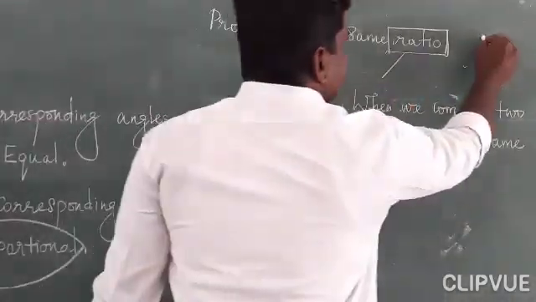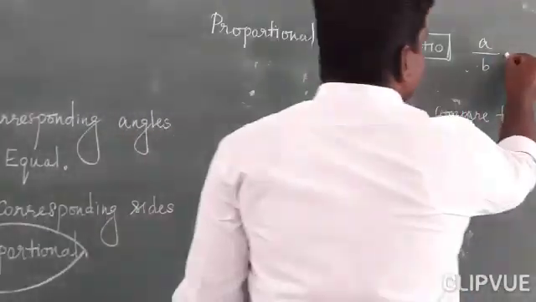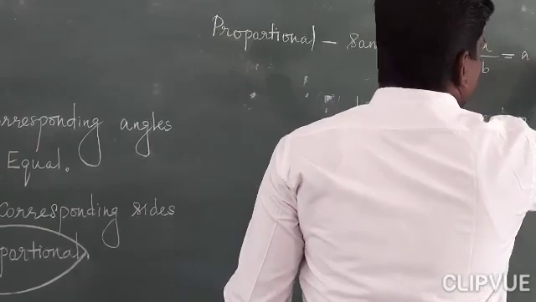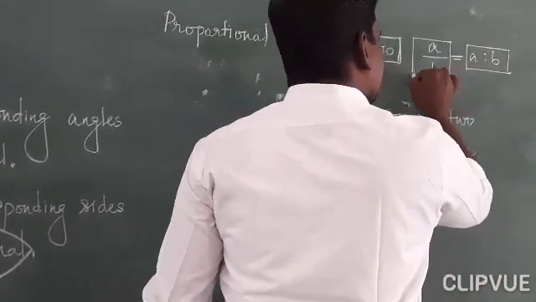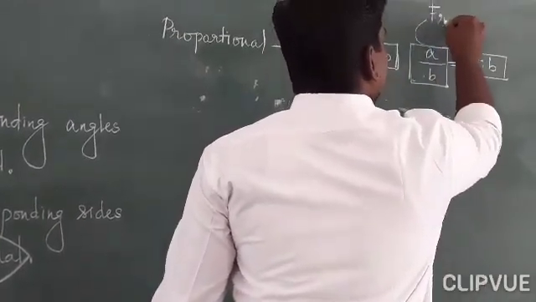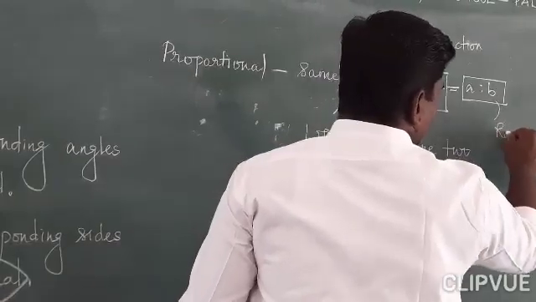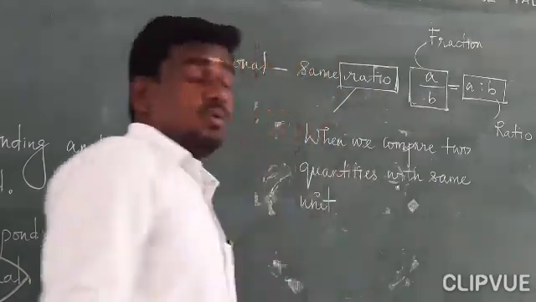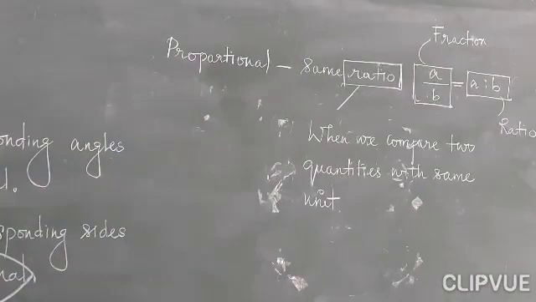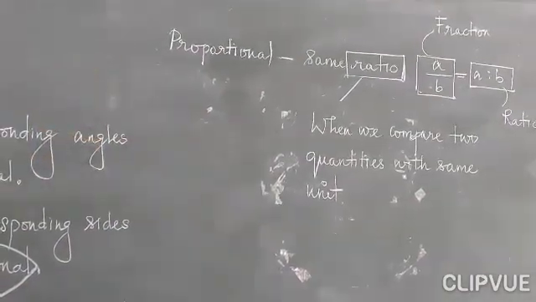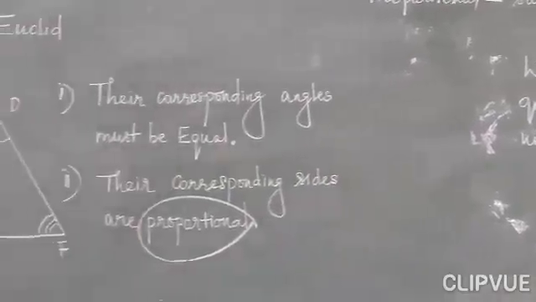Okay, so ratio, for example A by B, A is to B. It can be written as A is to B. This is ratio form. What is it? It is fraction form. Fraction form, ratio form. You must know this because these are very important. So proportional means same ratio. Now I am going to show you the corresponding sides.